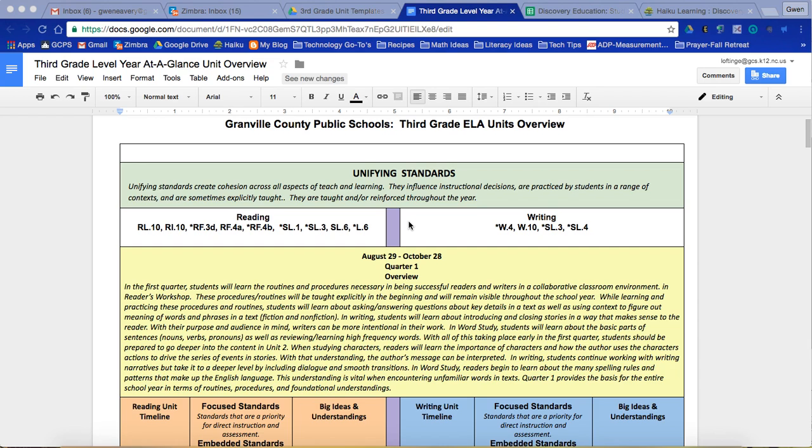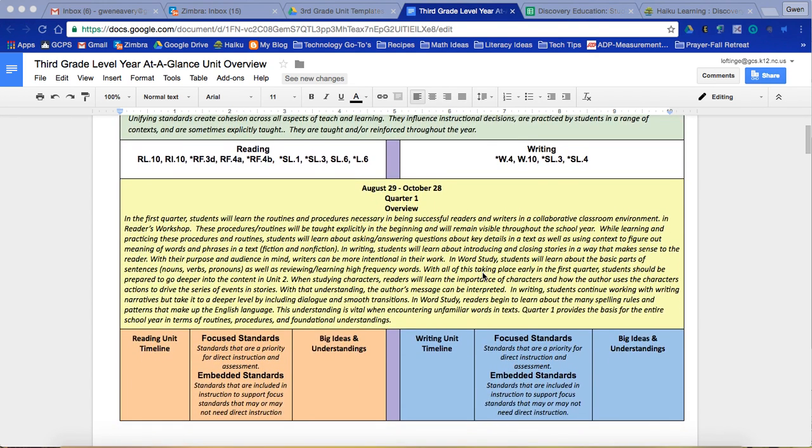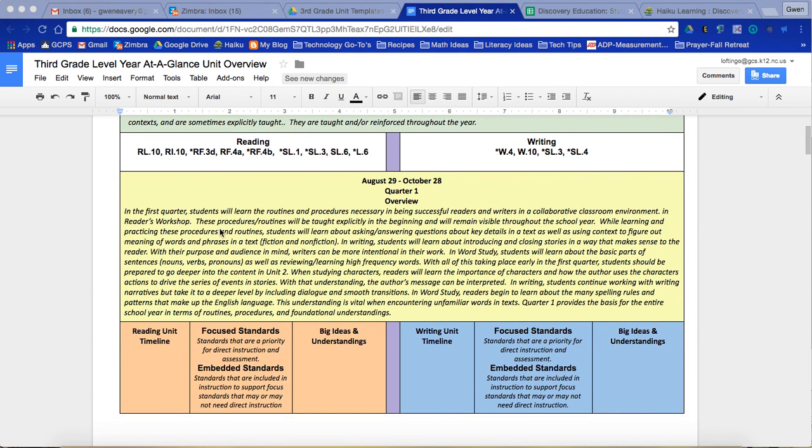These standards might cross subject areas, content areas. They influence the instructional decisions that you make, but keep in mind they may not be explicitly taught, but some could be. So up at the top here, you see these unifying standards, and they're listed here for reading and for writing. For each quarter then, you'll have an overview.